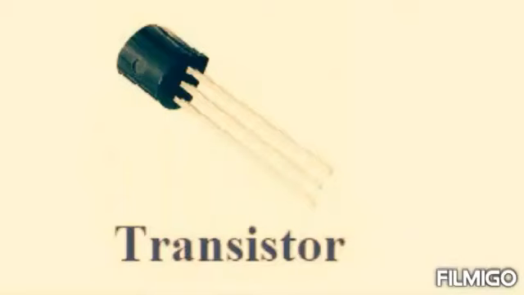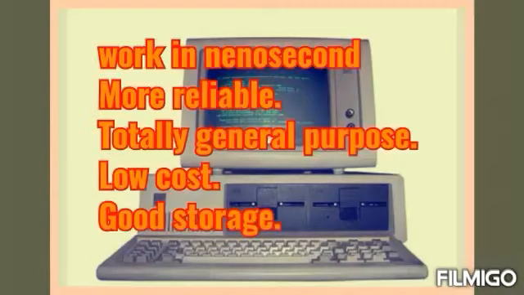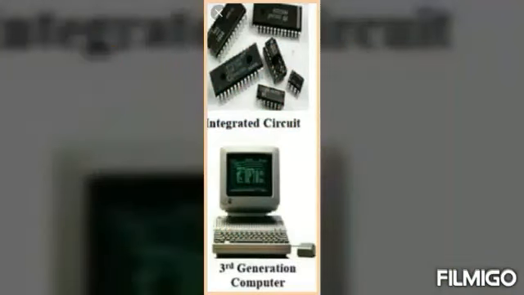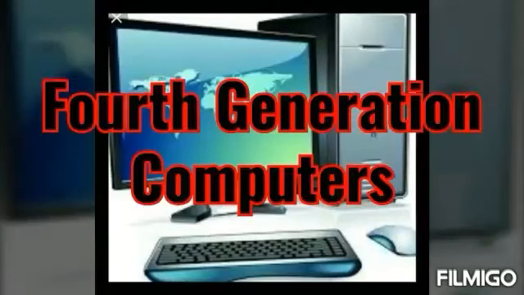Third generation computers produce less heat and are smaller in size as compared to first and second generation computers. They perform calculations in nanoseconds. These computers are low cost and have good storage. Keyboard is used for input data. Computers use a monitor to display output. Examples are Altair, IBM 360.